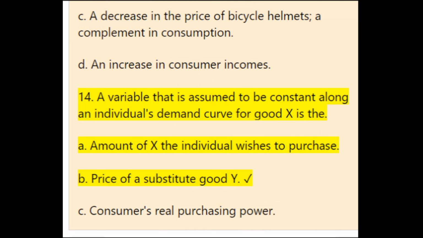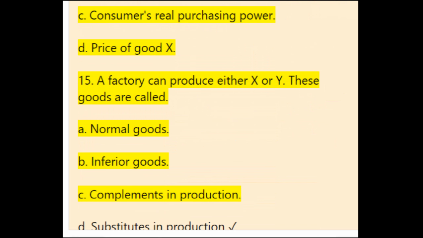15. A factory can produce either X or Y. These goods are called A. Normal goods. B. Inferior goods. C. Complements in production. D. Substitutes in production.